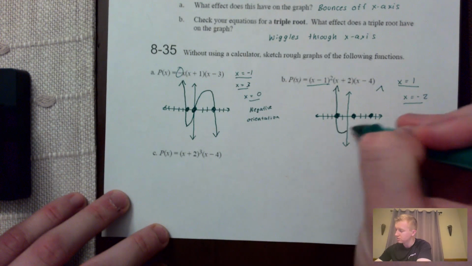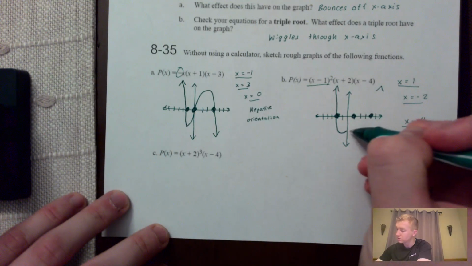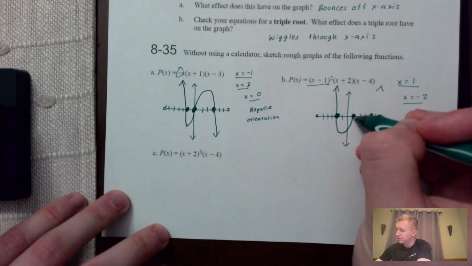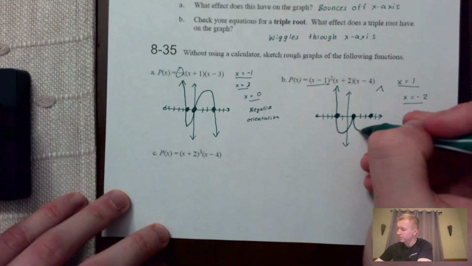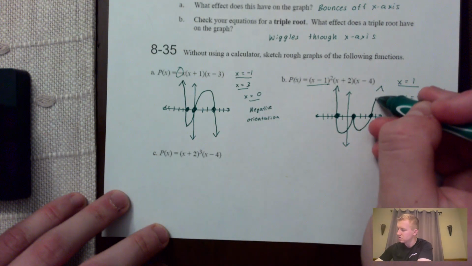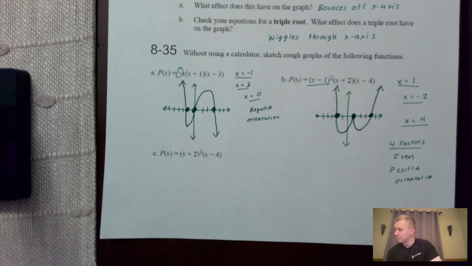Then we're going to have that function coming up at x equals 1, and it's going to bounce off. So it's going to look something like that. And then we're going to have it pass through the last x-intercept, at that value of +4. So therefore it looks something kind of like that.